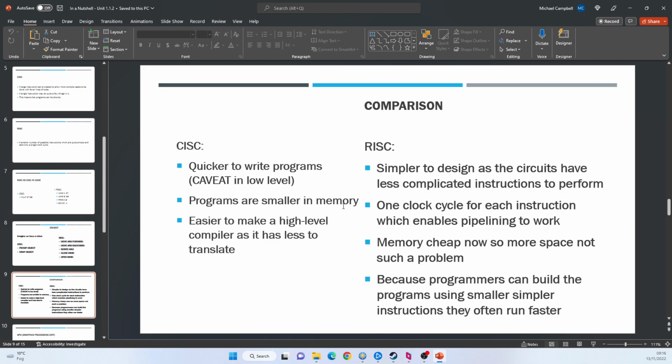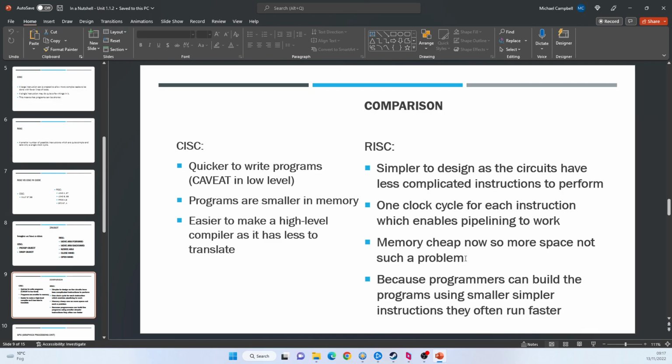Yes, programs are smaller in CISC, but memory's so cheap now, space is not such a problem. And often in programs, it's not the program that takes a lot of the memory anymore. It's the data, like for example the video you're editing or the game graphics, and that's not going to change.